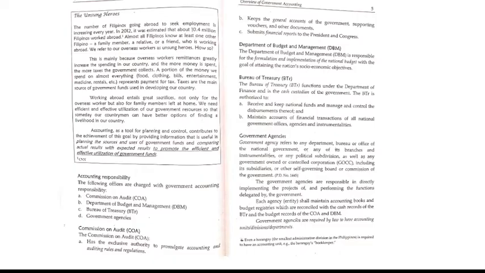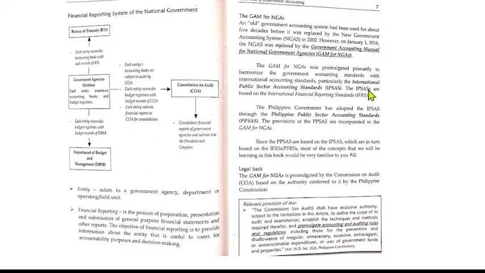So ano-ano mga responsibility ang meron ka dyan? You can read some items, the COA, the DBM, the Bureau of Treasury, the government agencies as indicated here. I will discuss using the paradigm. The financial reporting system of a national government agency. So ito ka. Ikaw ay isang accountant ng isang government agency. So basahin lang natin. Each entity maintains accounting books and budget registries. Okay. So meron kang accounting books and budget registries.